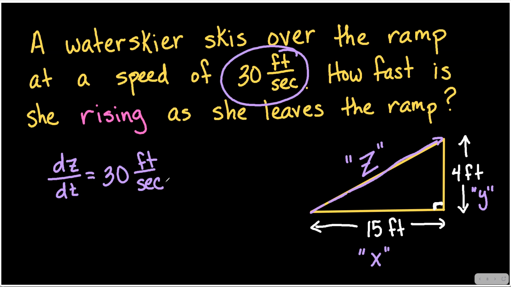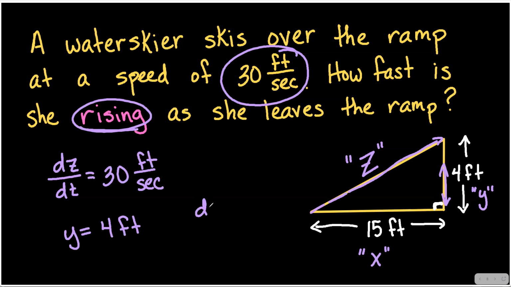I also know that my y value is 4 feet. Now this is important because really what I'm trying to figure out is the rising. How fast is she rising? That would be this distance. So I really want to know my dy/dt. That's really what I'm solving for in this problem. We have to identify that so we know what we're solving for.